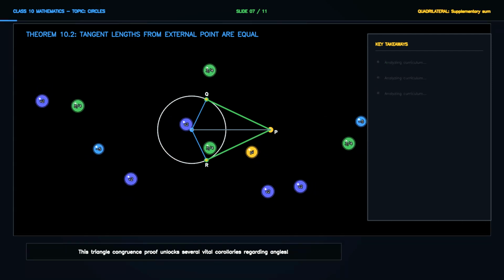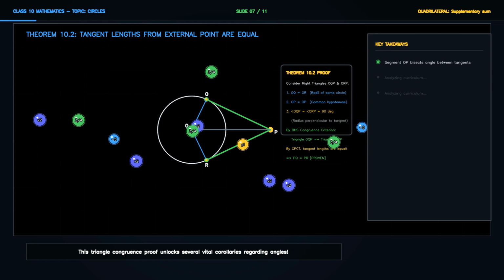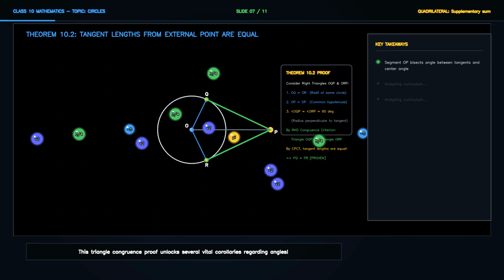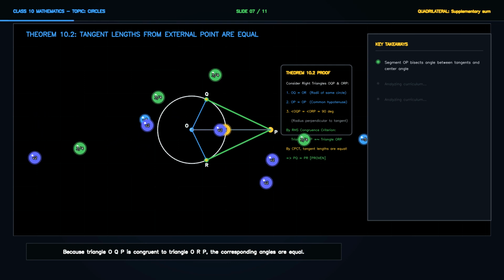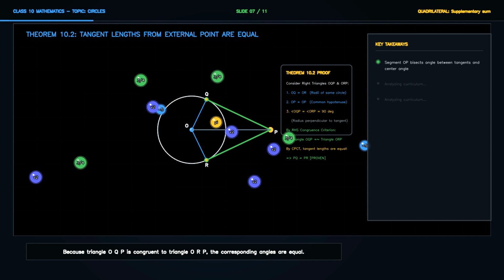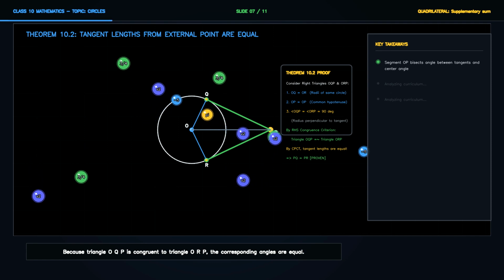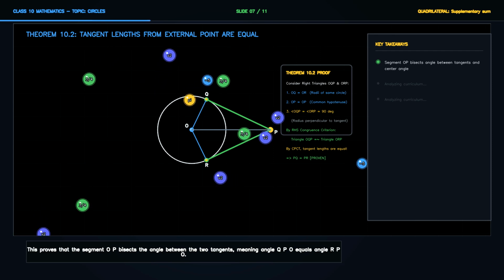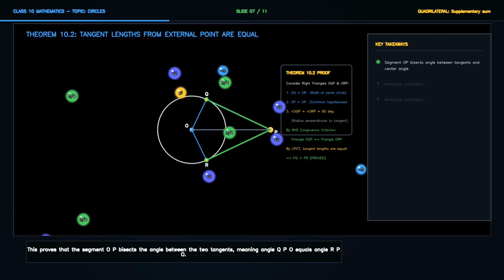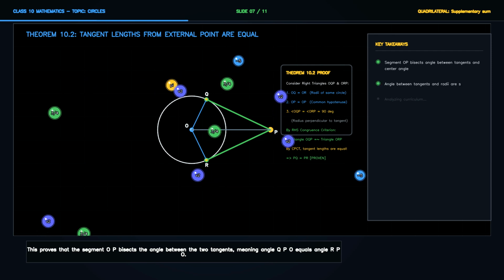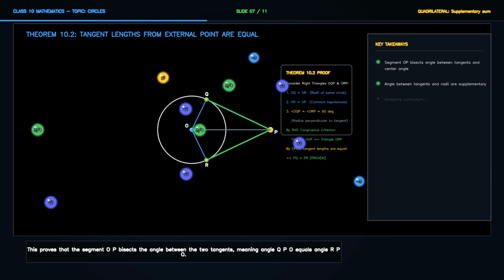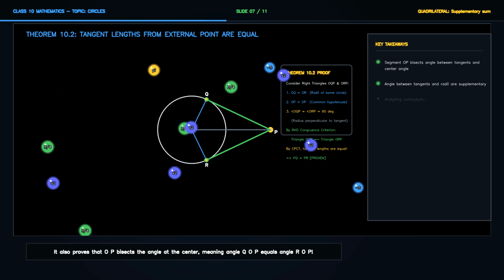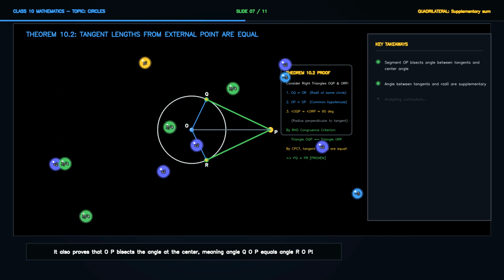This triangle congruence proof unlocks several vital corollaries regarding angles. Because triangle OQP is congruent to triangle ORP, the corresponding angles are equal. This proves that the segment OP bisects the angle between the two tangents, meaning angle QPO equals angle RPO. It also proves that OP bisects the angle at the center, meaning angle QOP equals angle ROP.